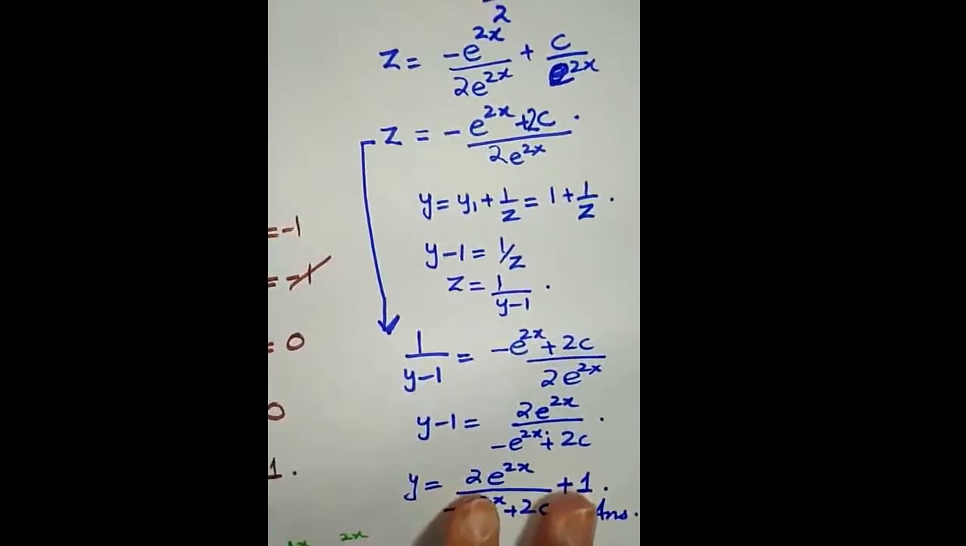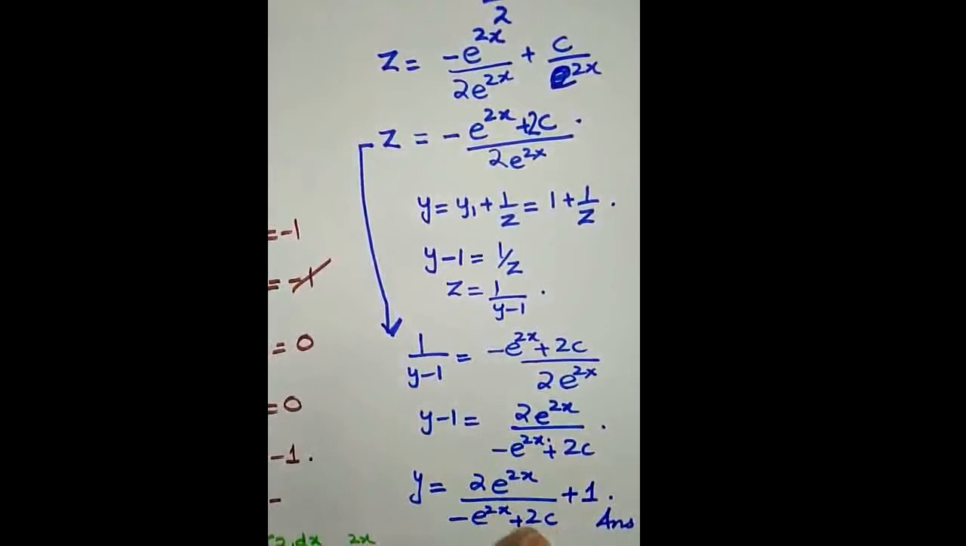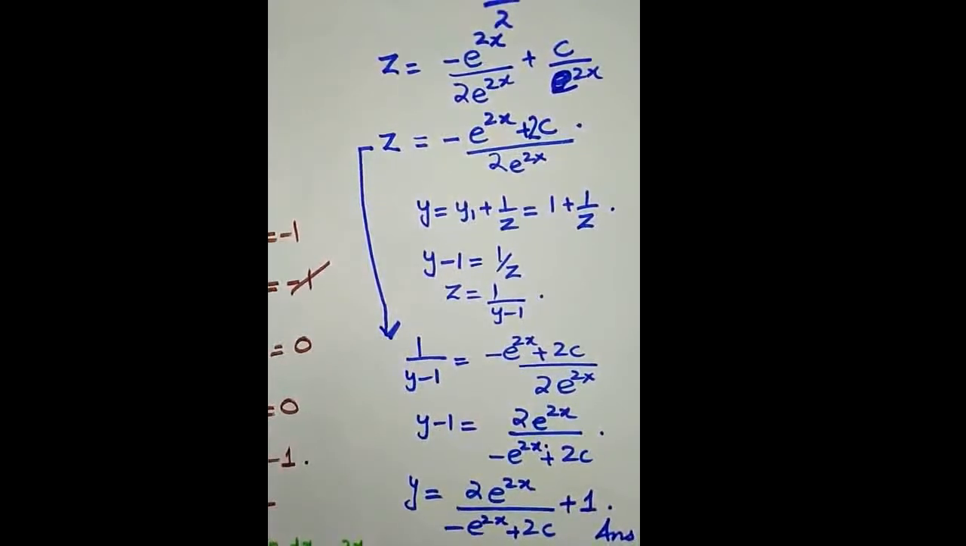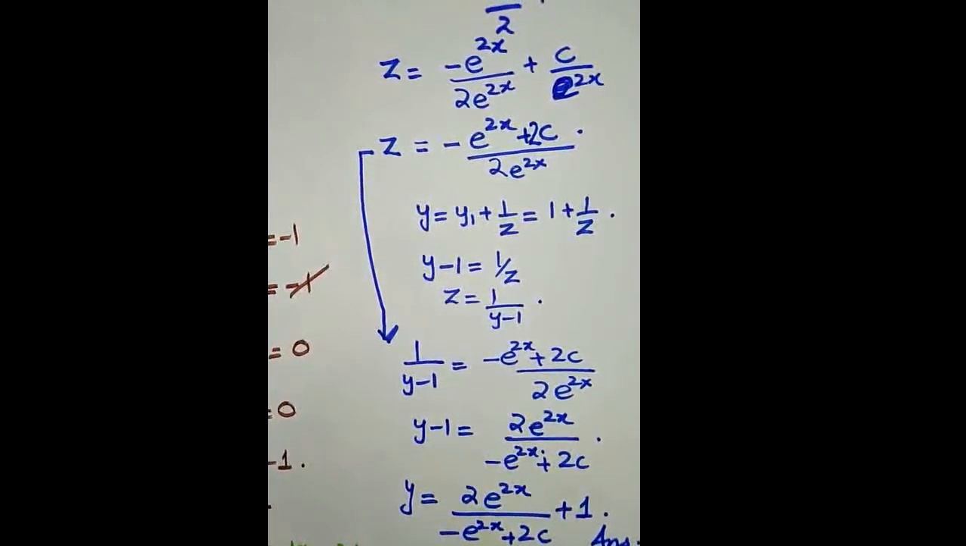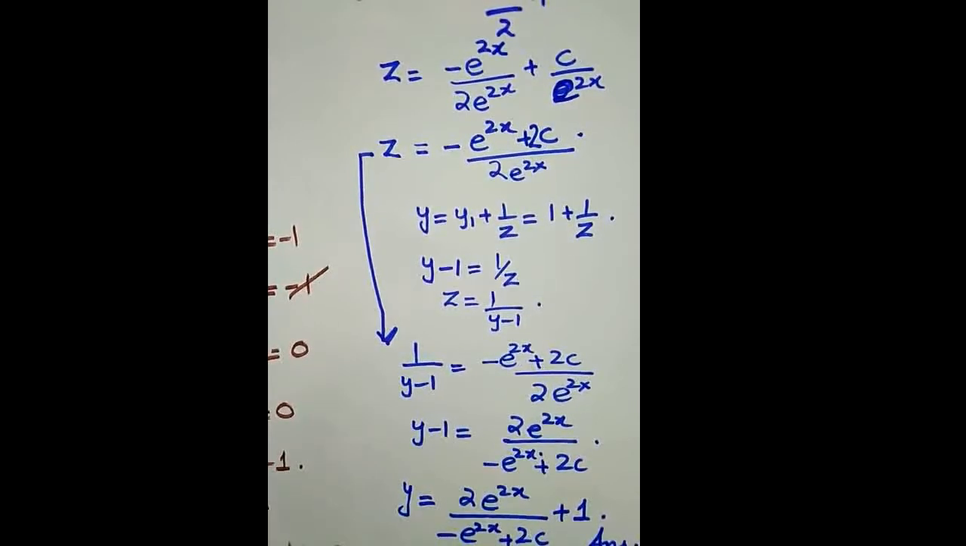If we have the initial condition, then we can definitely find out the c. So that is Ricatti's equation. Very, very simple, and it contains only one assumption, that is y equals y1 plus 1 by z. I hope that you understand this method, and if you have any queries, you can ask me.